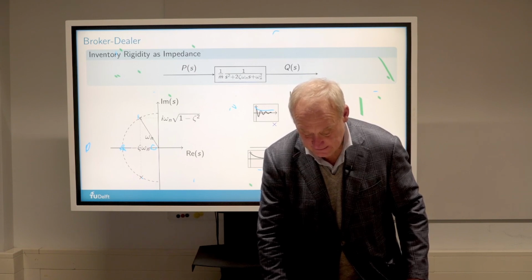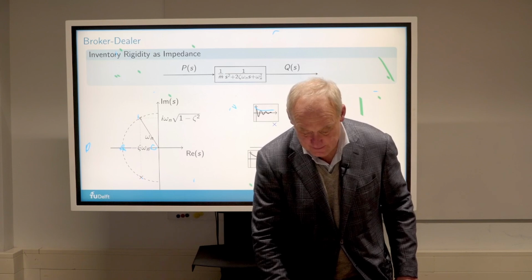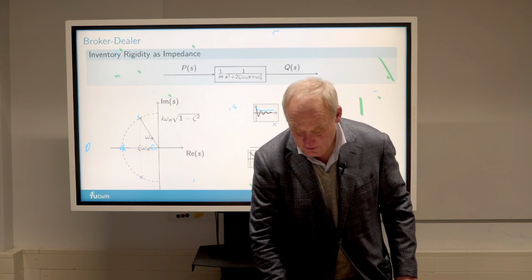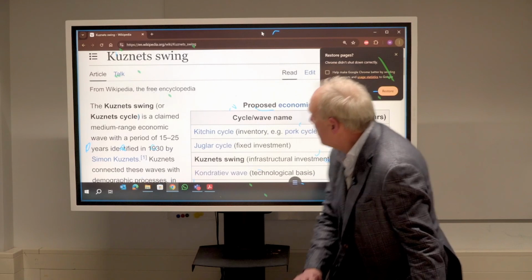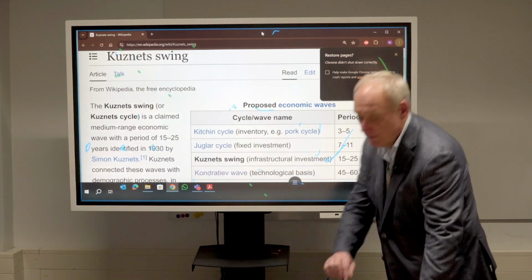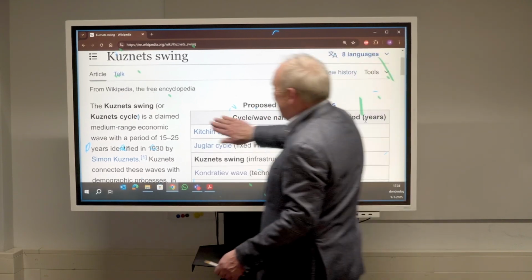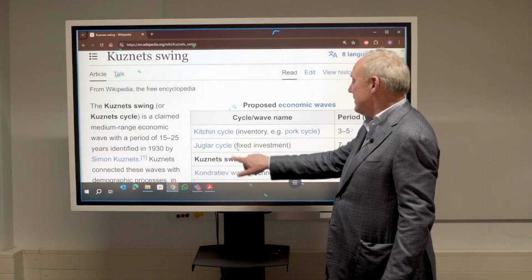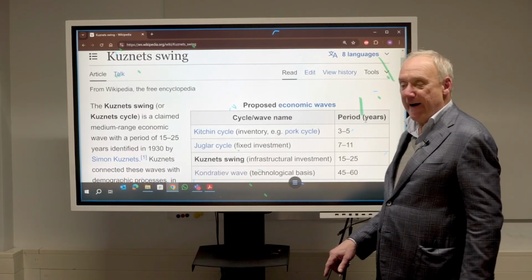I think there's one article on Wikipedia where they have all the cycles. Let me see, economic cycle, Kuznets cycle, a whole bunch of them. I think there's 6. Kitchin, Juglar, and the pork cycle. So there's the inventory cycle, a Juglar cycle. So that's 3 to 5 years, 7 to 11, 15 to 25.